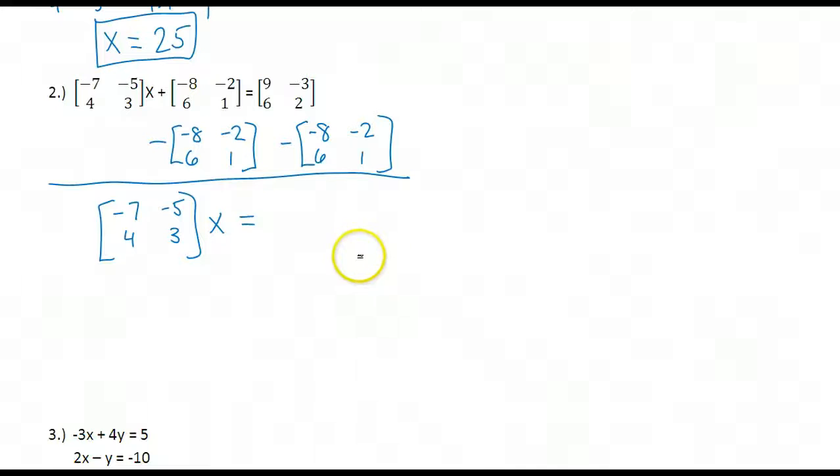On the right side of the equation, I need to do this math. Subtract corresponding entries. 9 minus negative 8 is 9 plus 8. Negative 3 minus negative 2 is negative 3 plus 2. 6 minus 6, 2 minus 1.